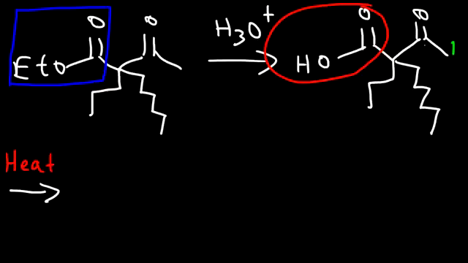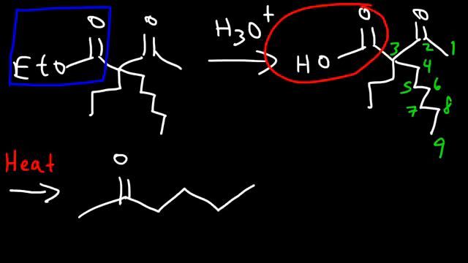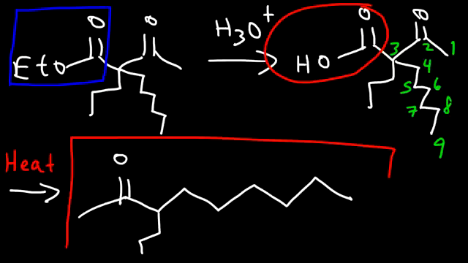So this is carbon 1, 2, 3, 4, 5, 6, 7, 8, 9. So we have a 9 carbon chain. So that's carbon 2, 3, 4, 5, 6, 7, 8, 9. Attached to carbon 3, we have a propyl group. And so this is the ketone for this particular reaction. And so we can make any type of ketone with this generic formula using the acetoacetic ester synthesis reaction.